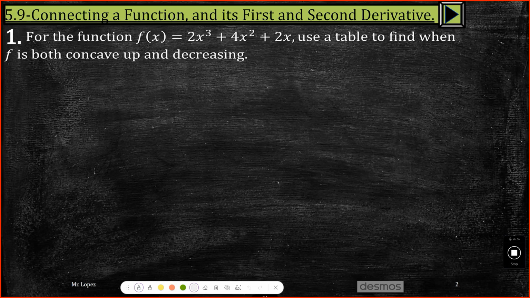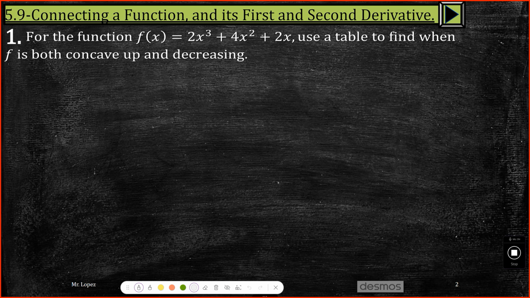All right. So we've done this before. A problem like this: for the function f of x equals this, use the table to find when f is both concave up and decreasing. So what would be a good systematic way of doing this? What are the steps?